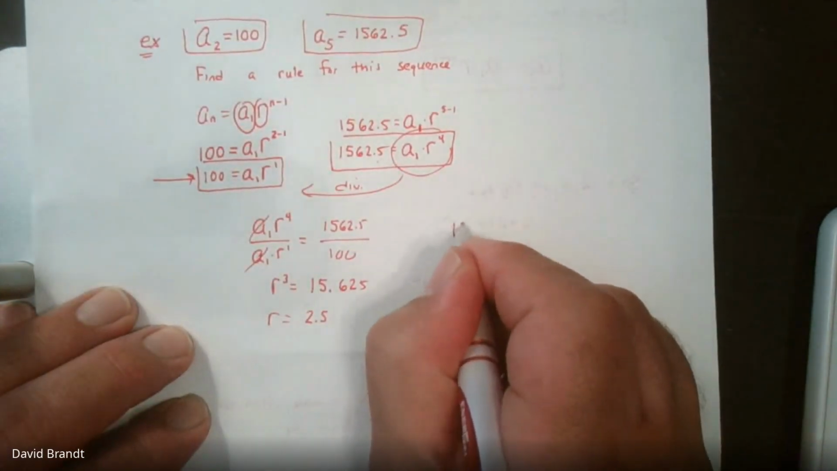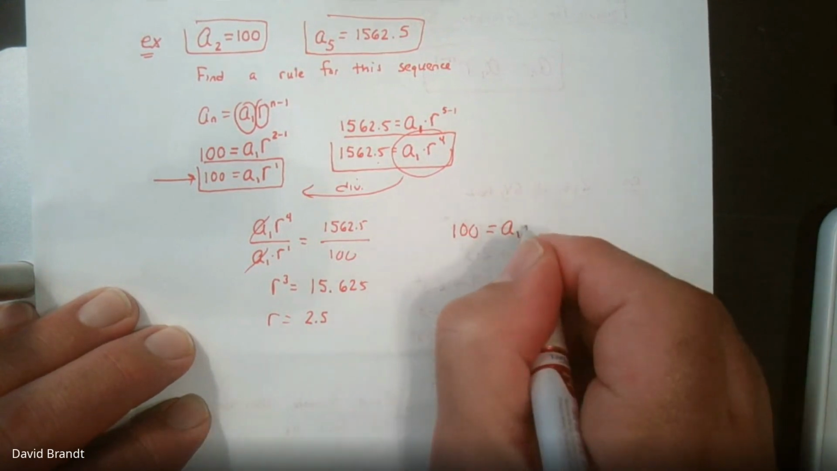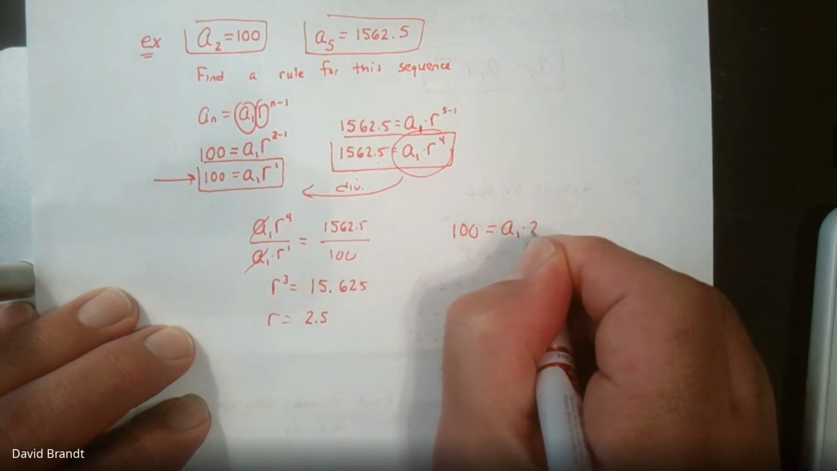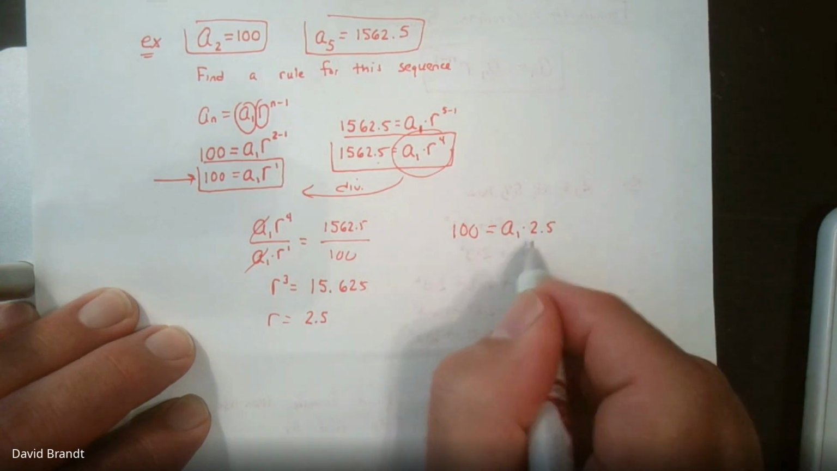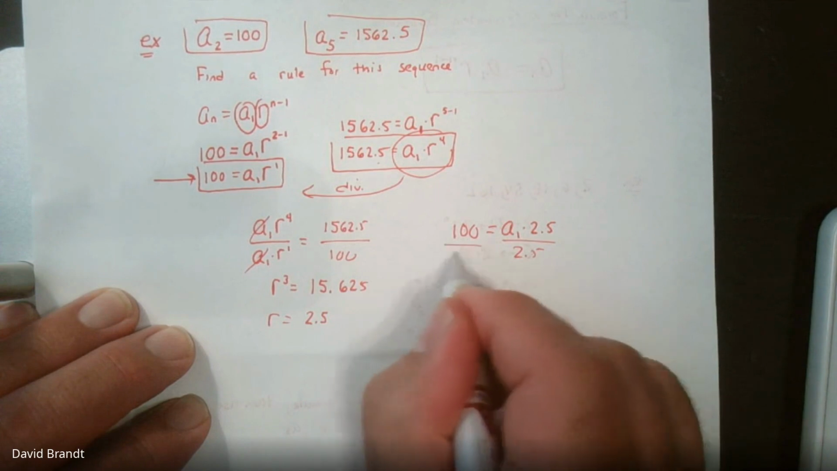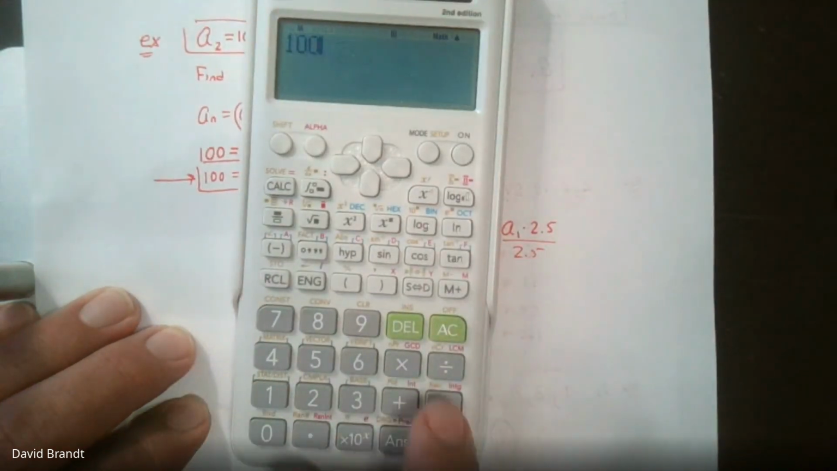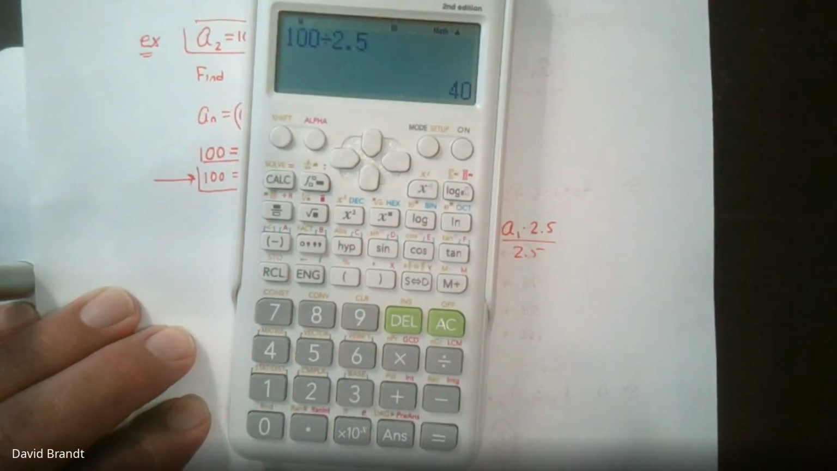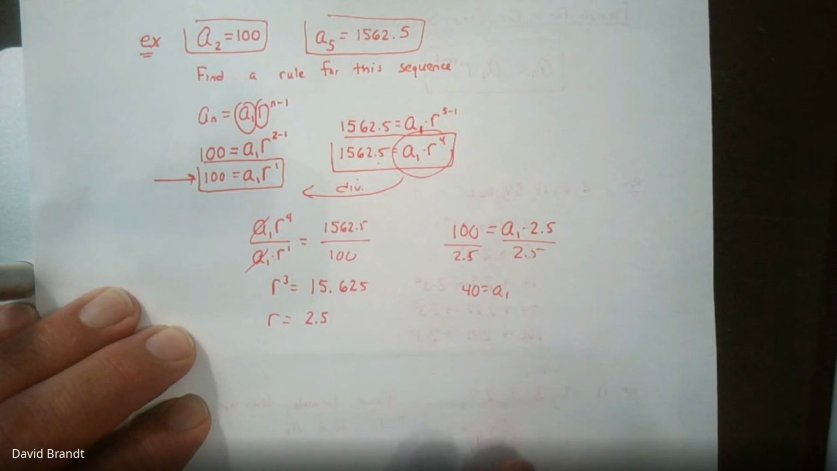So I know that 100 is equal to A1. I know what R is now. R is 2.5. It's 2.5 to the power of 1. So to find the first term, I just divide both sides by 2.5. And see, what's 100 divided by 2.5? 100 divided by 2.5 is 40. So 40 is equal to A1. So I have now both pieces of information that I need to find the formula.